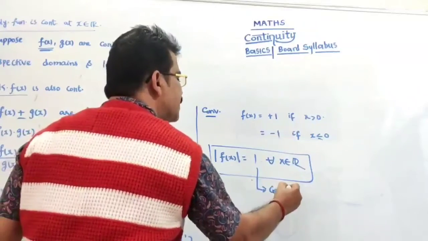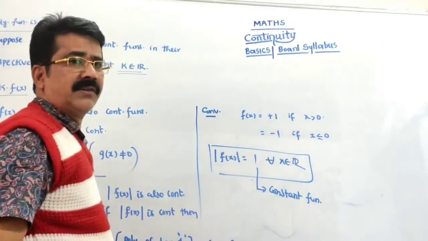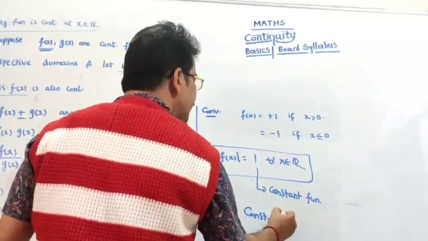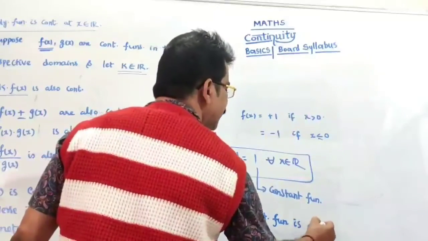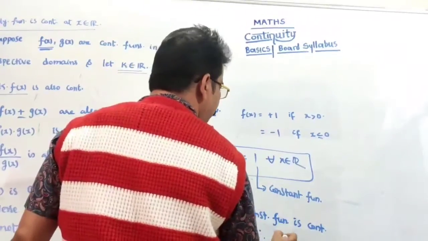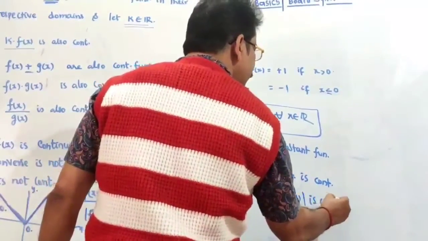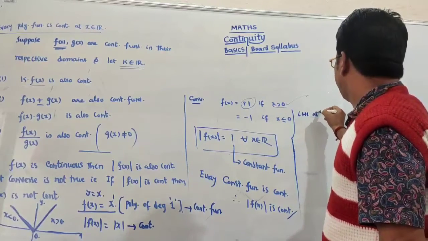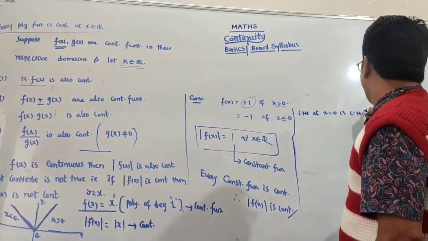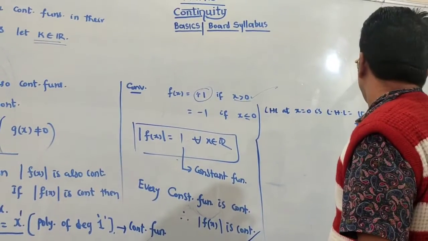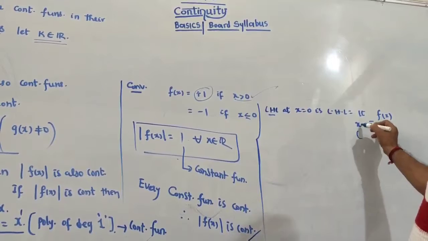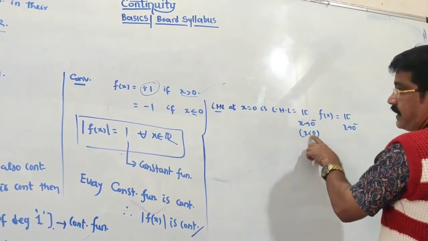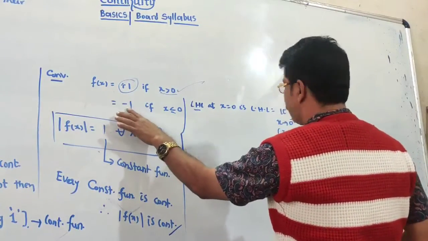1 means what? Constant function. So we know the standard result: every constant function is a continuous function. So therefore, modulus of f of x is continuous. One minute. Here, left hand limit at x equal to 0 is LHL, that is equal to limit x tends to 0 minus f of x. Left means 0 minus. 0 minus means x less than 0. So that is equal to limit x tends to 0 minus, the x less than 0 case is here. Then what is its value? Minus 1. So it is minus 1.